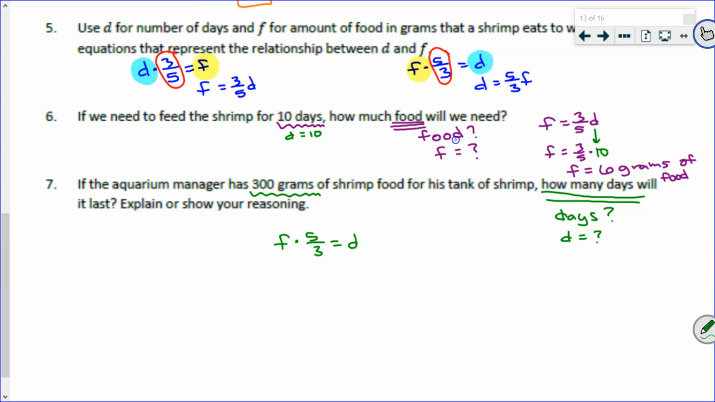And I know, because it tells me right here, that 300 grams of shrimp food, that tells me that F is equal to 300. So I took that F and I plugged in 300 in its place. So I have 300 times 5/3 is equal to D. So D, and D is equal to CJ. It is equal to 500. So with just 300 grams of food, we'll be able to feed that shrimp for 500 days. That's even more than a year.